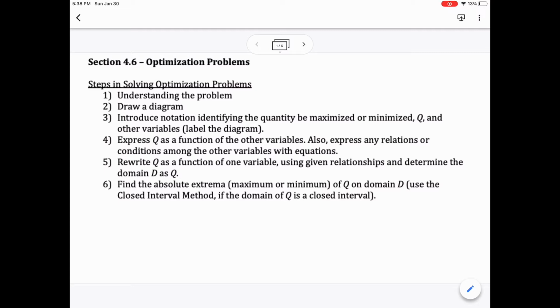First one, obviously, understand the problem, read it, figure out what we know, what we need to know. 2, draw a diagram if that's possible, or if you feel like it's necessary. 3, we want to introduce any notation, identifying whether the quantity is maximized or minimized. Step 4, we want to write our equation with our given variables. We'll probably have a second equation involved because step 5, we're going to rewrite the function so it's one variable. So that's where the second equation or formula is going to come into play. And then number 6, we're going to look for the absolute extrema because that's where it's going to be minimized or maximized. And we're going to use the closed interval method to help us do that.